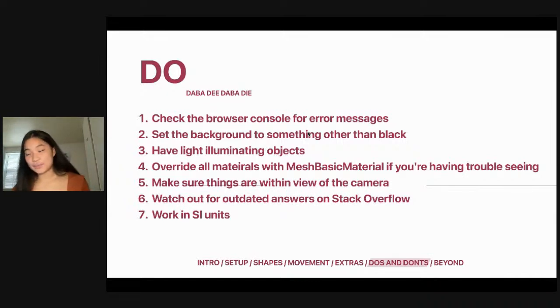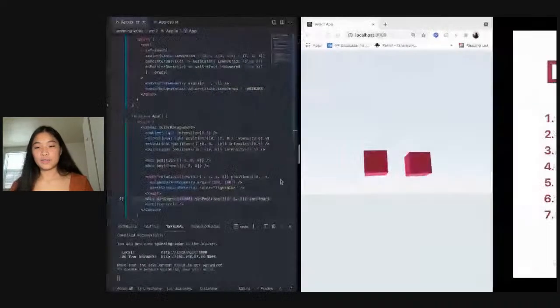Always make sure your light is pointing in the right direction and illuminating the object. And then also, if you find that your shiny material is not working, just try it with mesh basic material, and then it'll give you some details into whether or not the material is binding to the geometry properly. And then also make sure things are always within the view of the camera.